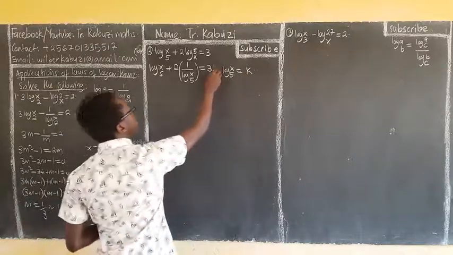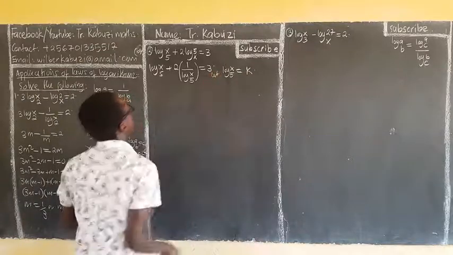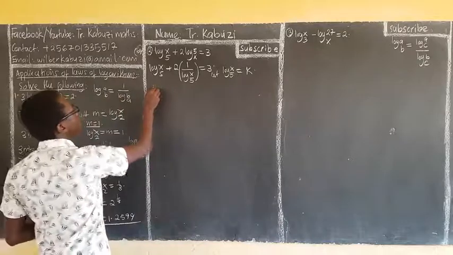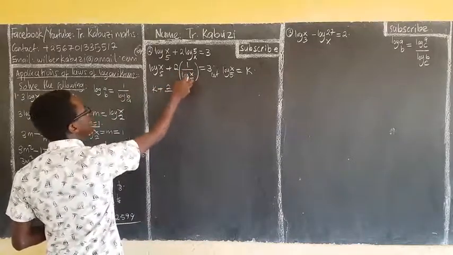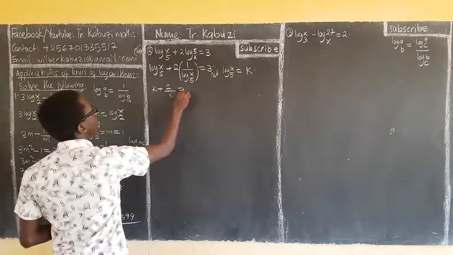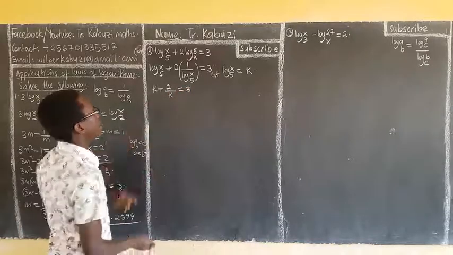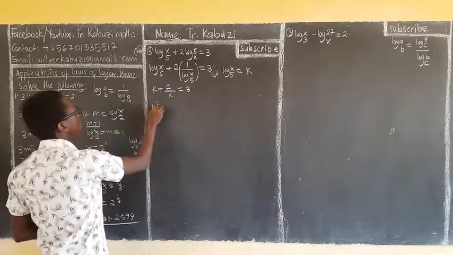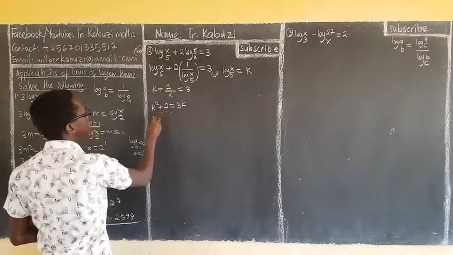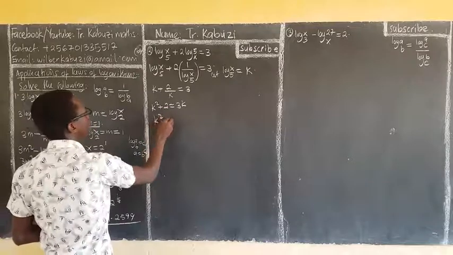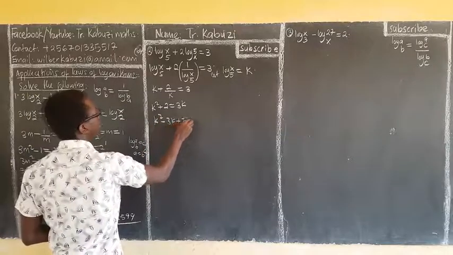So we select. From here I put k, then plus 2 over. So 1 times this you get 2. This one is k, equaling to 3. Multiply 3 by k squared plus 2 equaling to 3k. Take this side, we have k squared minus 3k plus 2 equaling to 0.